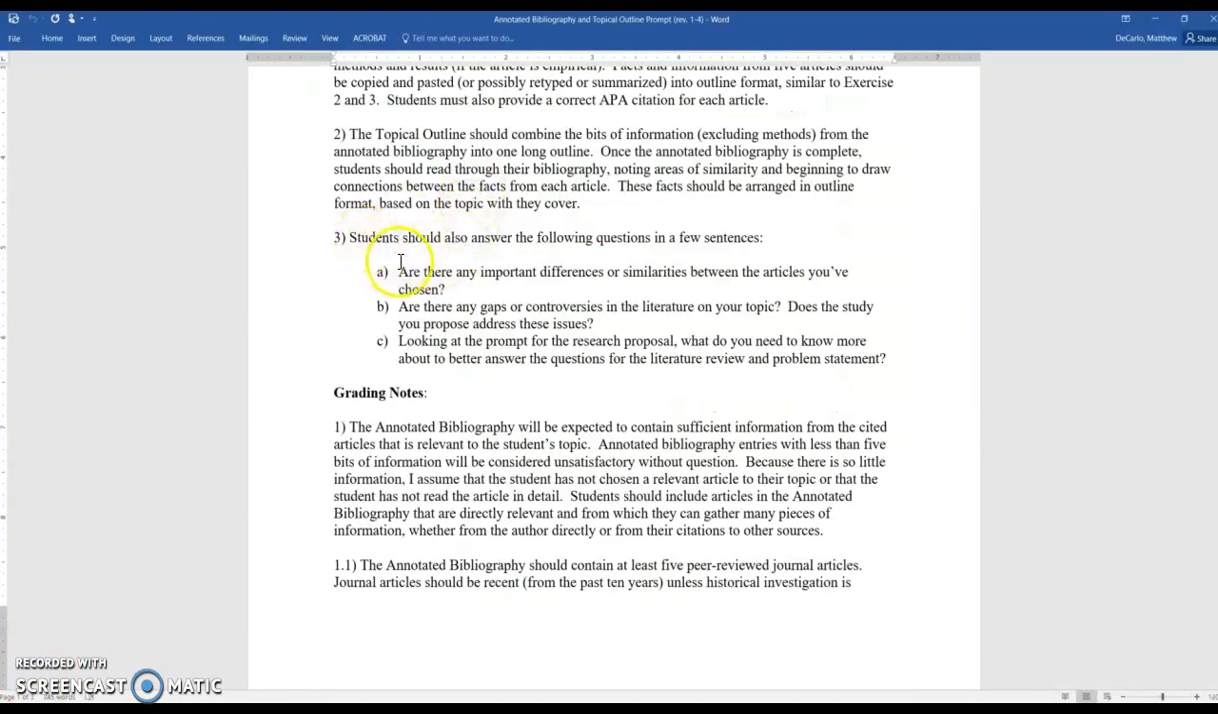Finally, you need to answer these 3 questions. Just attach a separate sheet of paper where you talk about these things for a little bit. Are there important differences or similarities or any gaps or controversies that you've noticed? And do the studies that you're looking at propose things that you can do to address those issues? And then what else do you need to know before you can write a really good literature review? So it's sort of critiquing where you're at now and where you need to be to write a really good proposal. And that's essentially the annotated bibliography assignment.